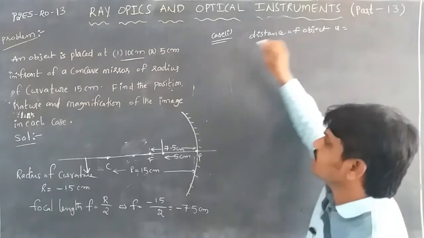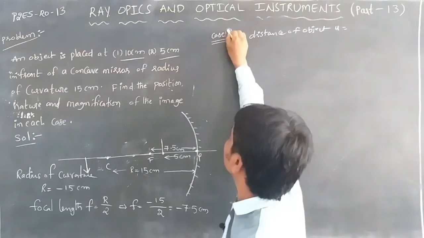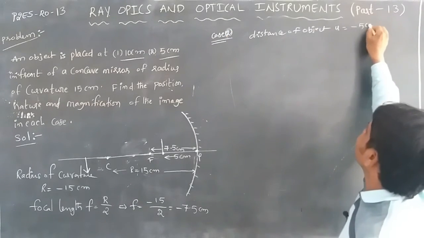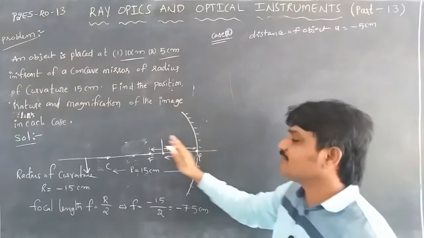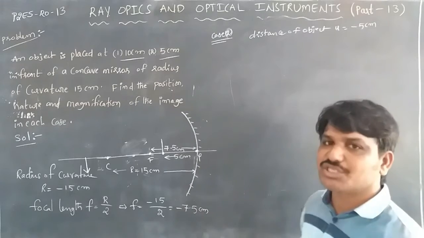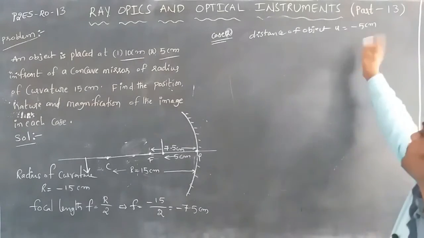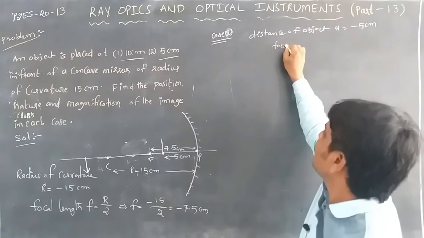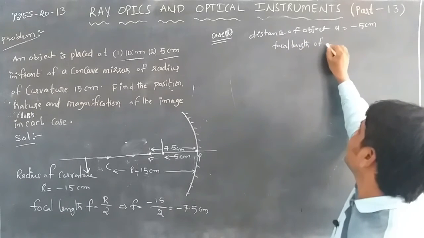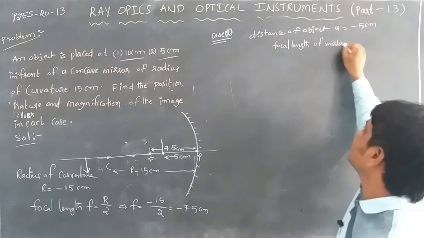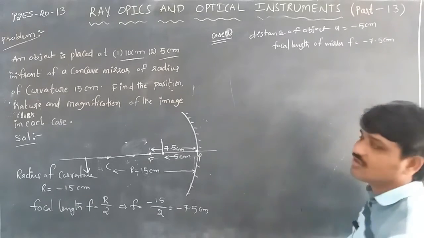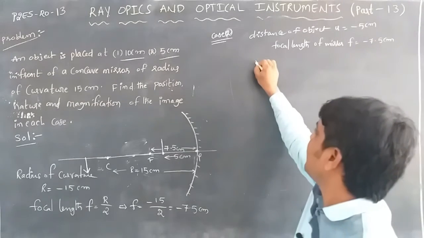So here, the distance of the object u in the second case is minus 5 centimeters, because the object is placed in front of the mirror. From the pole to the object is 5 centimeters, that is u is equal to minus 5 centimeters. Next, the focal length of the mirror is f equal to minus 7.5 centimeters. As well, we have the mirror formula.